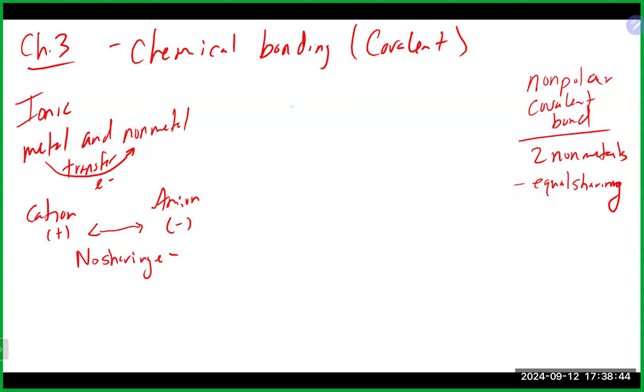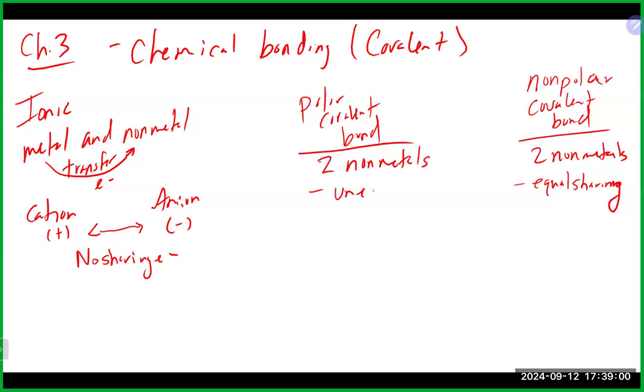And in the middle is a polar covalent bond, or just a polar bond. That is also between two nonmetals, which means they will also share electrons. But here the sharing is unequal. Remember that we can use the change in electronegativity values to help us determine whether a bond would be a polar bond or a nonpolar bond.